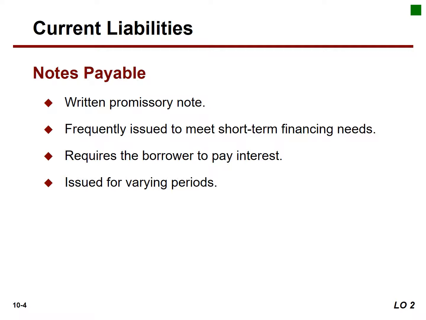A note payable would be considered a current liability if the note, the amount borrowed, is going to be paid back within the next 12 months. Again, there's going to be interest involved with our notes payable. We're going to sign a promissory note, promise to pay the money back within a certain period of time, and again, there's going to be interest involved. If it's going to be paid back in the next 12 months, it's a current liability.